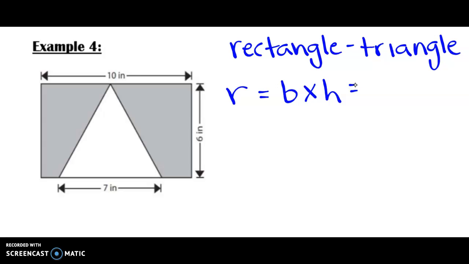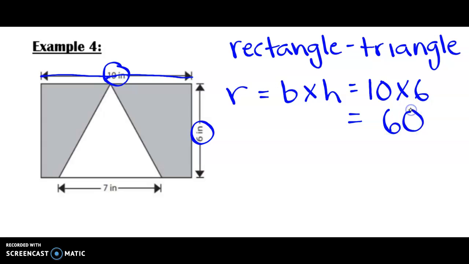My base in this case is that 10 because it goes all the way across the rectangle, whereas the 7 doesn't go all the way across. So my base is 10 and my height is 6. So my rectangle is equal to 60 inches squared.